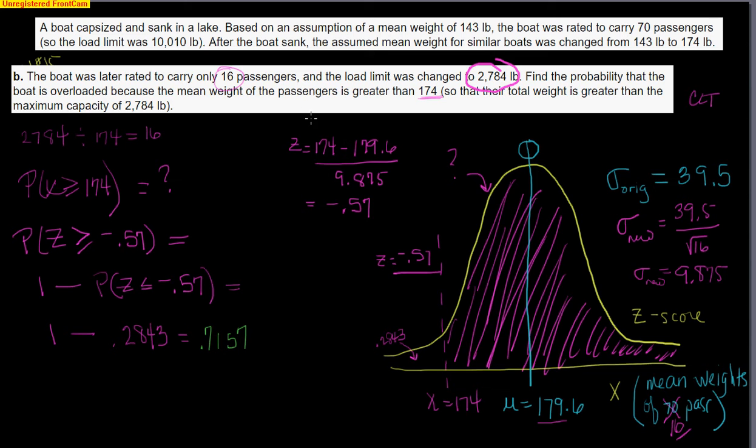So this area here is that 0.7157. That's this area under the curve. So that's roughly a 72% chance. So there's still a 72% chance that if you fill the boat with 16 people with a mean weight of 174, your boat's going to sink. So I think they still need to make some further adjustments. All right, good luck with that one.